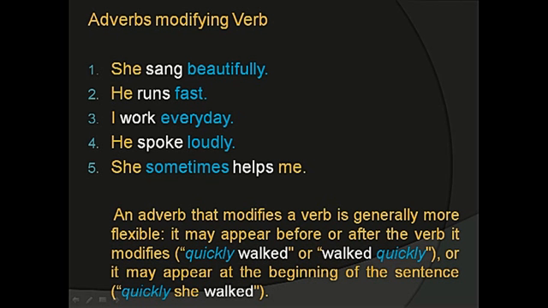She sang beautifully. How? Beautifully. Beautifully is an adverb, and sang is a verb. He runs fast. Runs is a verb and fast is an adverb. There are more examples you can see.